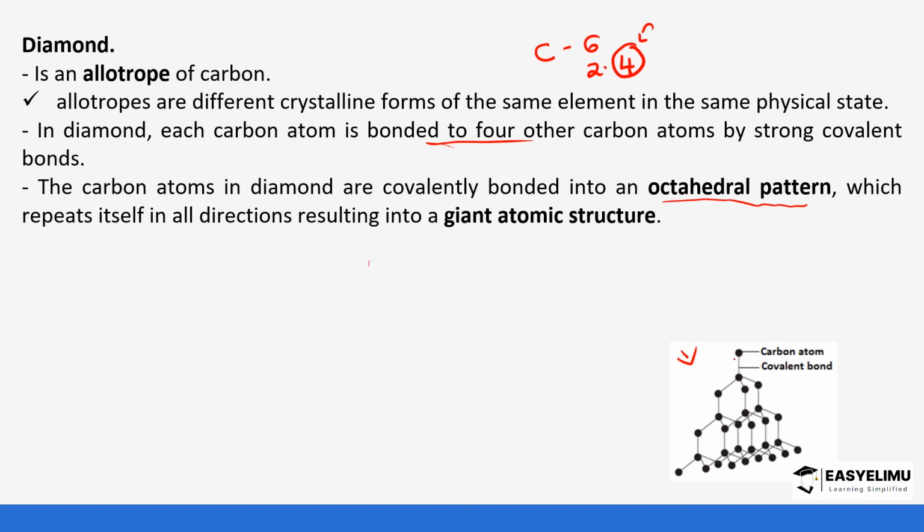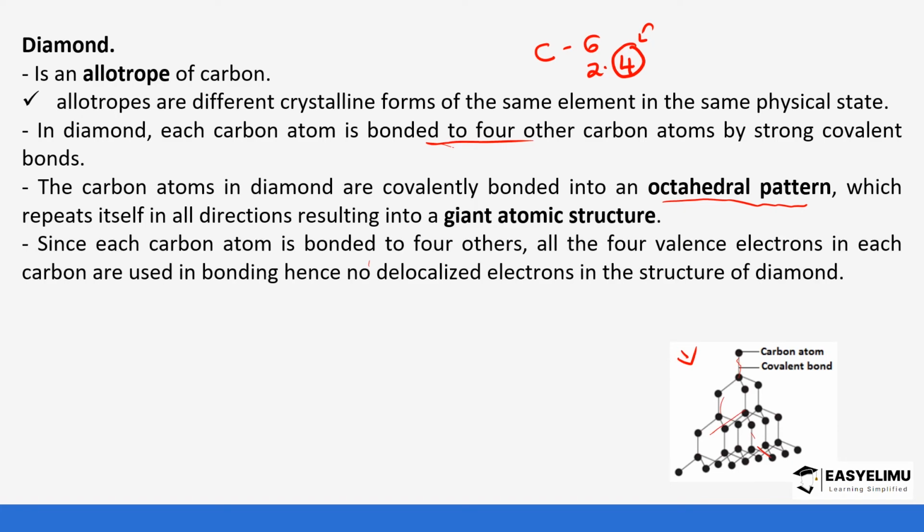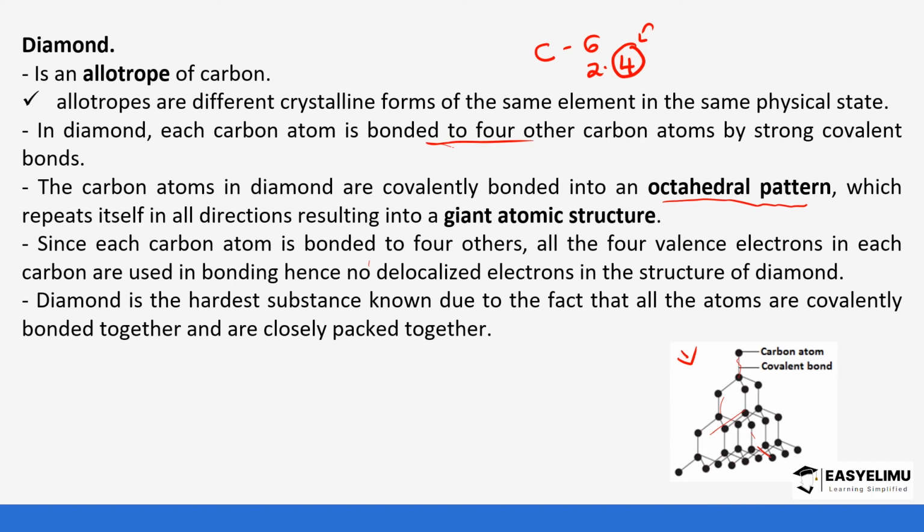You can see how the diamond structure is repeated completely as you go down, and it forms a very giant atomic structure. Since each atom is bonded to 4 others, all the 4 valence electrons are used in bonding. So we do not have any delocalized electron. You're going to see why this explains one of the properties of diamond. Diamond is one of the hardest substances. And why is it hard? Because all the atoms are covalently bonded together and they are closely packed. So you see there is the strength of the bonding and the packing together.